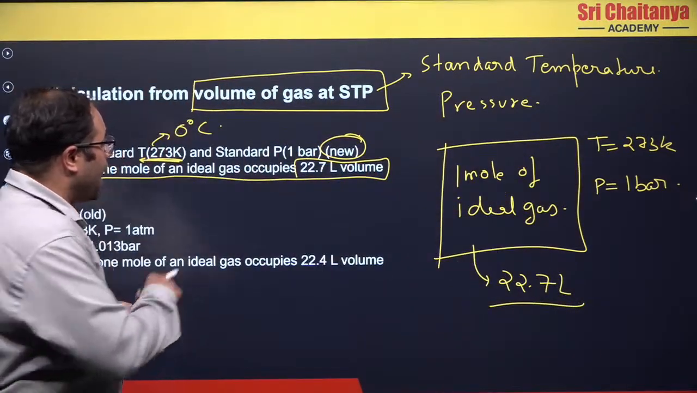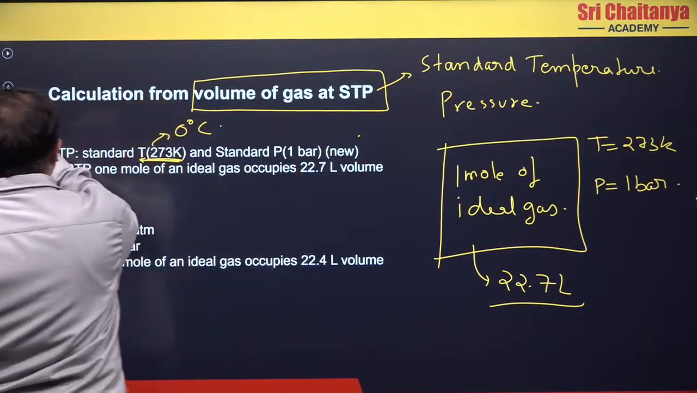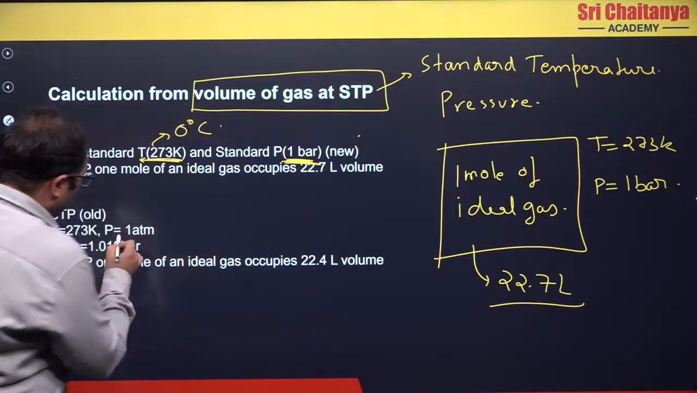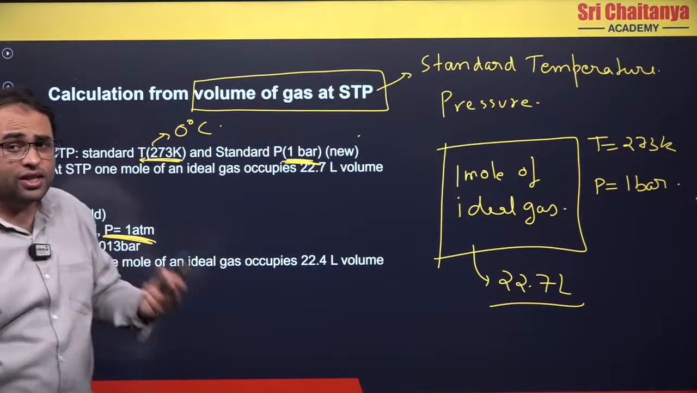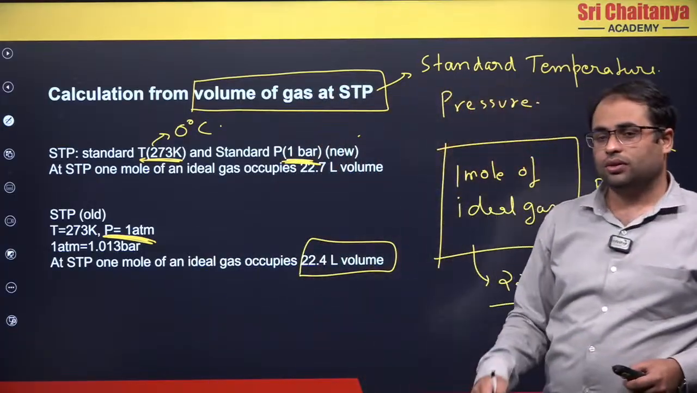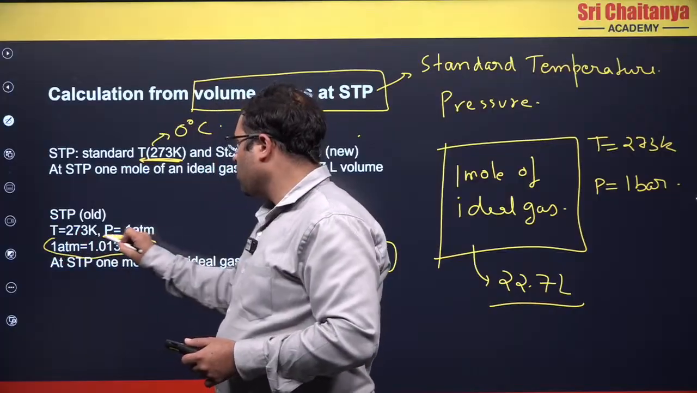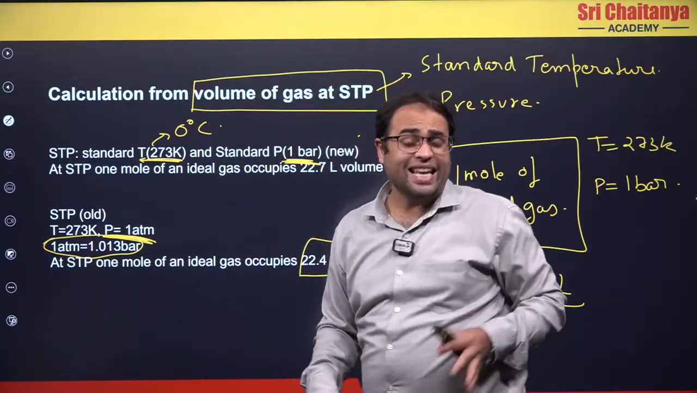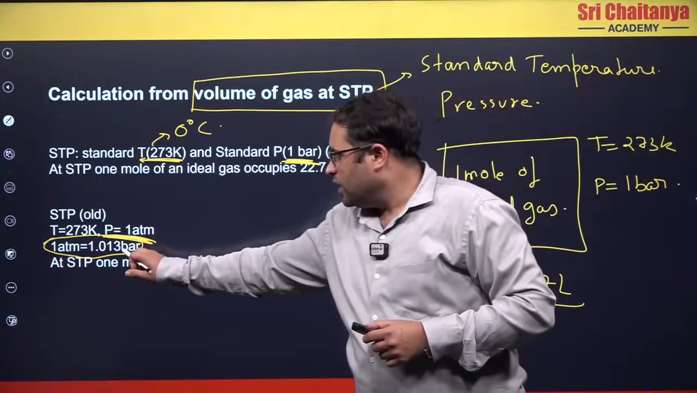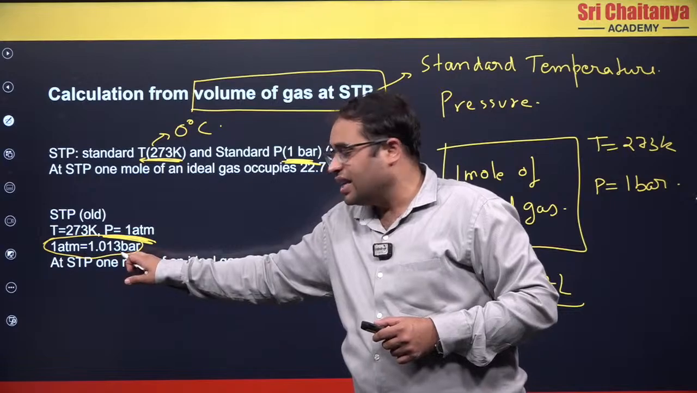Now if this 1 bar, whatever this 1 bar is, is changed to 1 atmosphere, which is the old system, then the volume changes to 22.4 liters, right? And 1 atmosphere is equal to 1.013 bar. There is a difference. That's why it happens, because here you have increased the pressure. 1 atmosphere is higher than 1 bar.